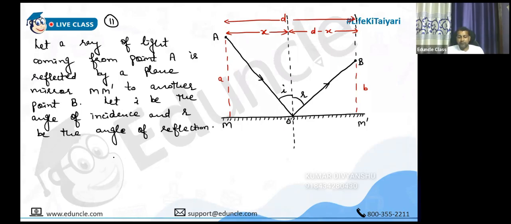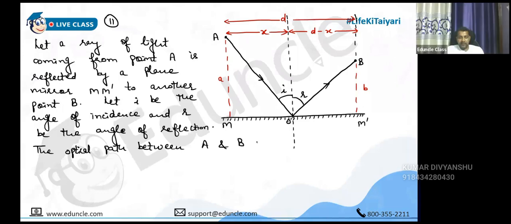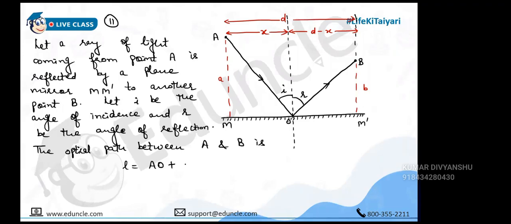Now, what is the optical path between A and B? Do you know what optical path is? The path traveled by the light. And which is that path? That's AO plus OB. Let us call this L.